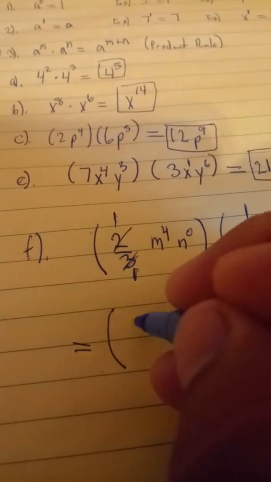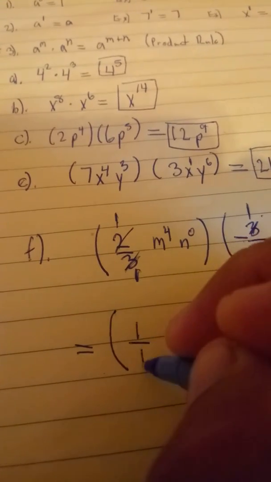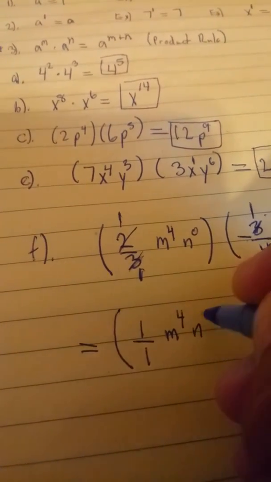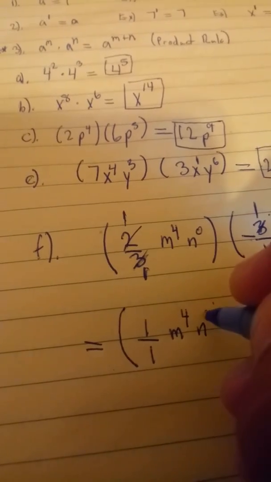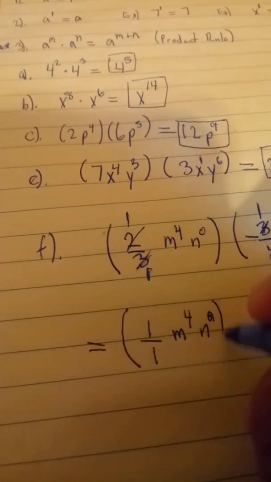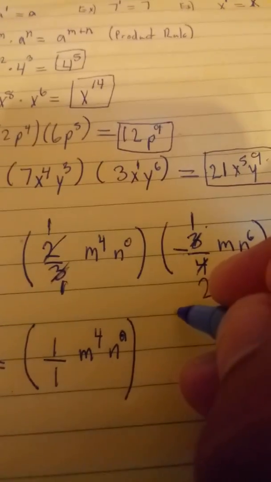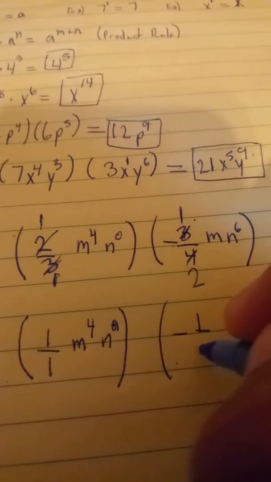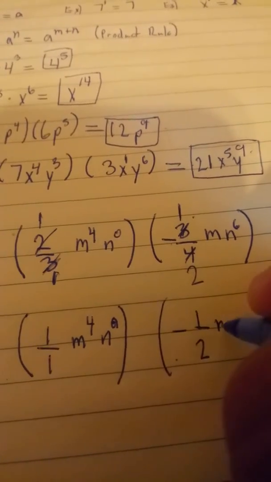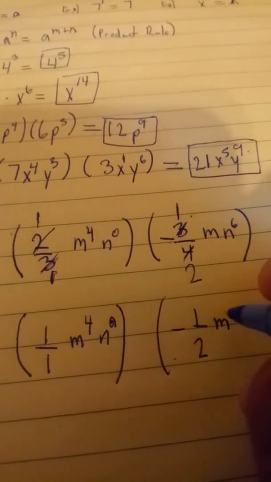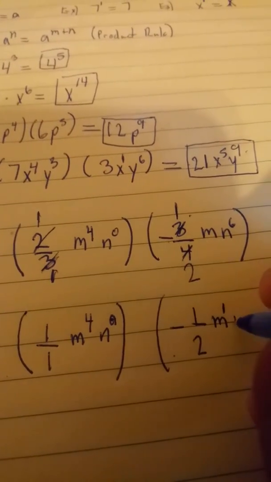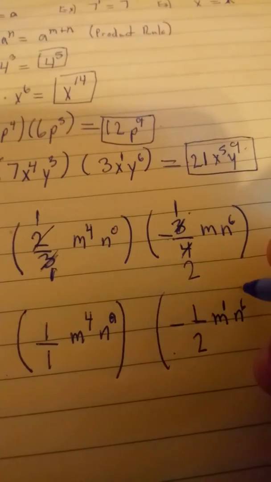So you have 1 over 1, and we have m raised to the fourth, n raised to the 0. So far we haven't done anything with the variables, so we keep them the same. Same thing with the second fraction. We have -1 over 2. And we have m. And if you want to put the 1 right there, because remember it doesn't have an exponent, go ahead and do so. And n raised to the 6.